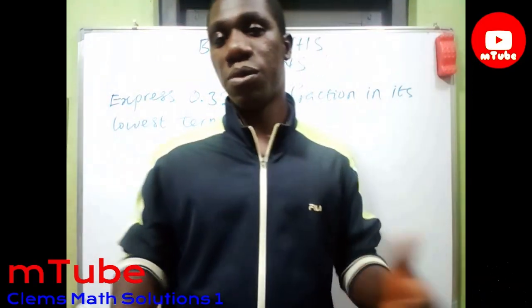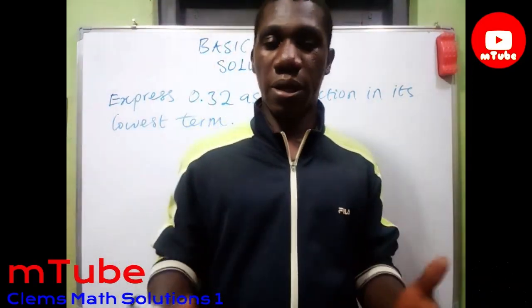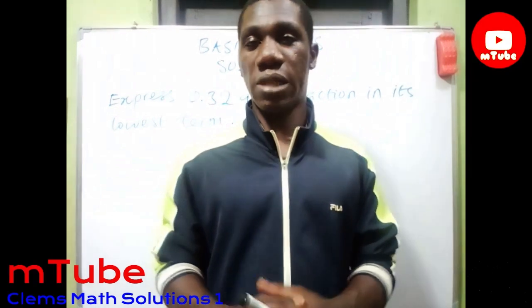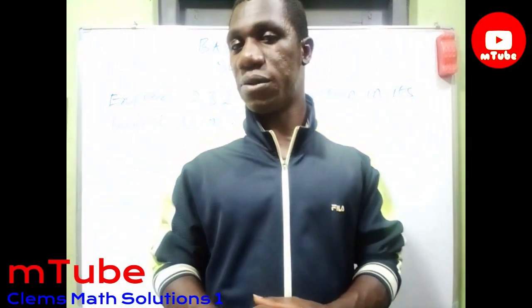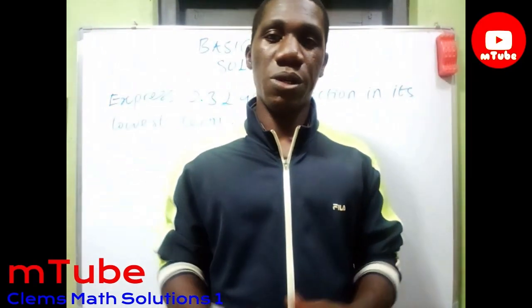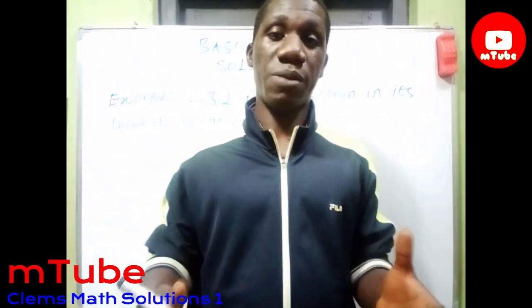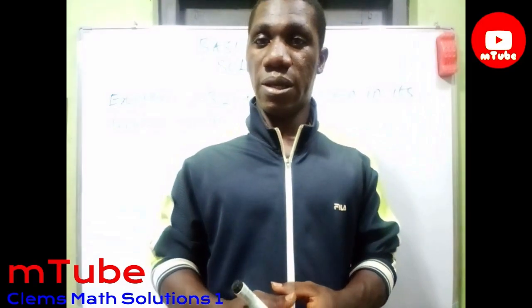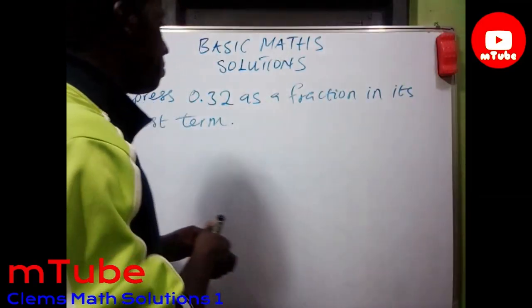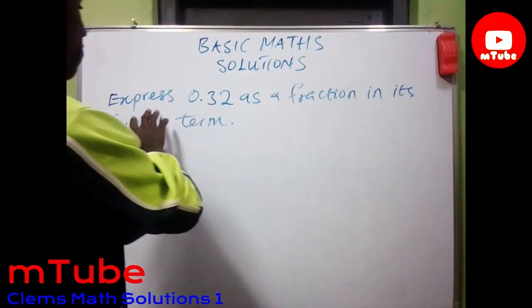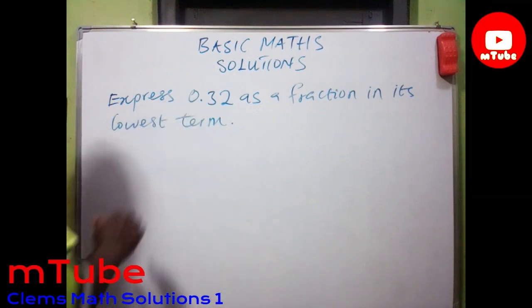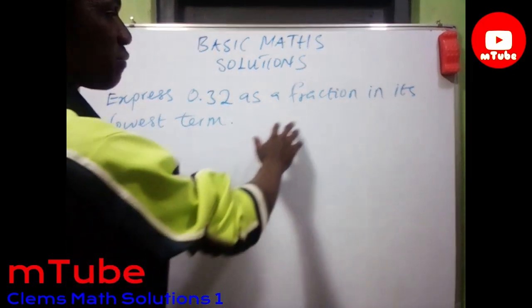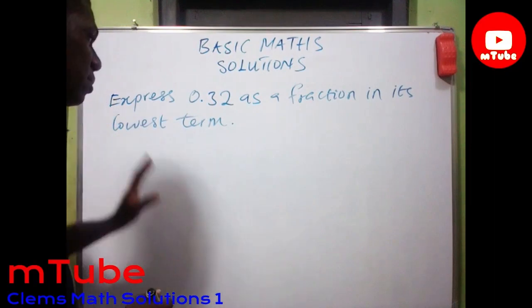So how will you teach this concept to below average learners? You have to explain it in such a way that they will be able to understand the concept. Here we have a problem which says: express 0.32 as a fraction in its lowest term.